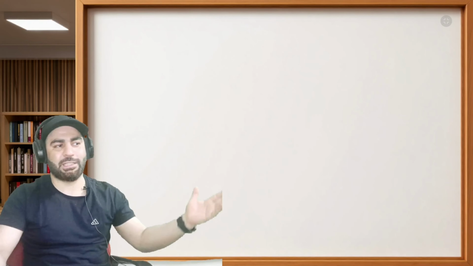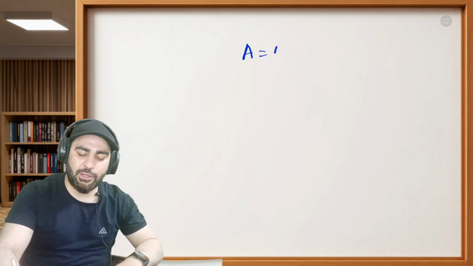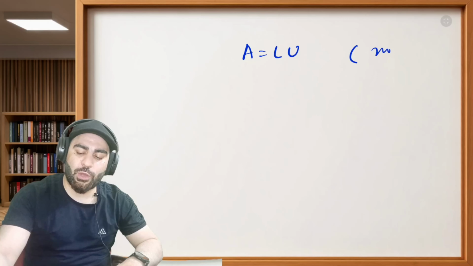Let's now solve the question that we had earlier. So this A is equal to LU under the condition that there is no row exchange.